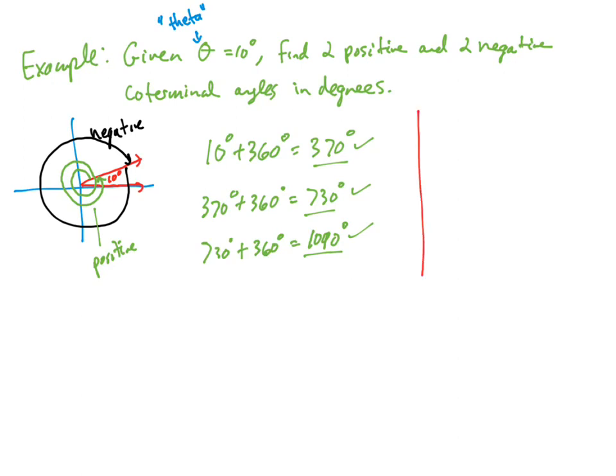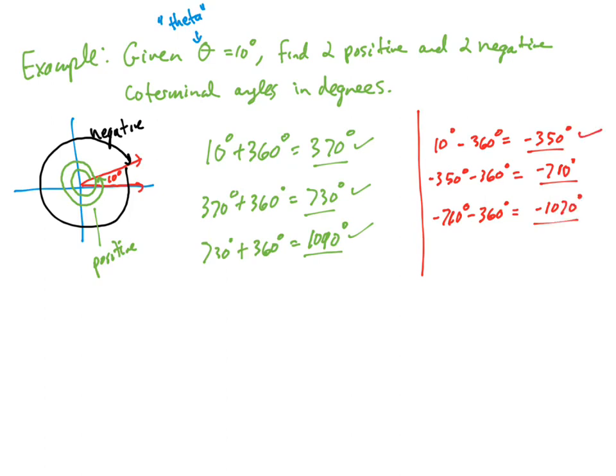If we want negative coterminal angles, well, now if I want a negative coterminal angle, I'm going to be going in the clockwise direction. But all we need to do is just subtract 360 degrees this time. So negative 350 degrees, that's a negative coterminal angle, and then subtract 360 again. I get negative 710, right? I could keep going, negative 710 minus 360 degrees, I get negative 1070, okay, and so on and so forth. So we found three negative coterminal angles, give two, and that would be the answer for this.